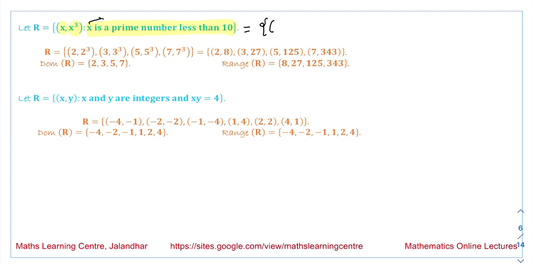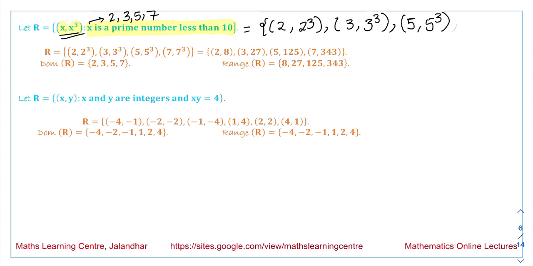What are the prime numbers less than 10? They are 2, 3, 5 and 7. These are the values of x. So the elements in the relation are: with 2, the element is (x, x cube), that is (2, 2 cube). The next element is (3, 3 cube). The next is (5, 5 cube). The next is (7, 7 cube). So this is the set we are talking about.